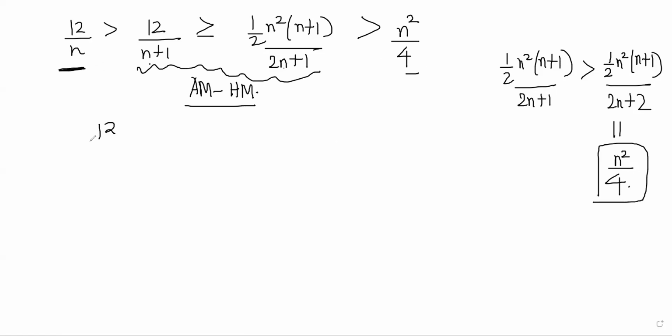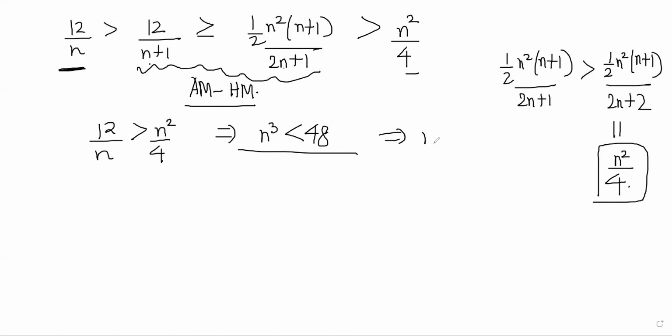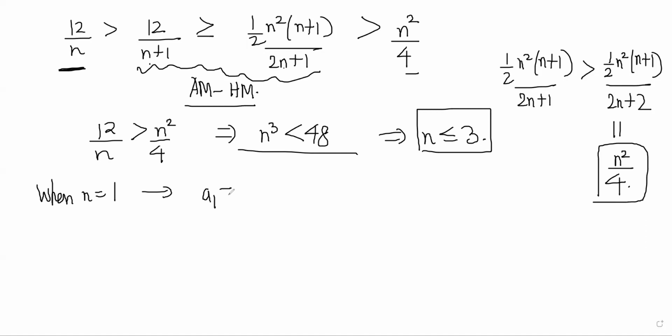So we get 12/n is greater than n²/4, which means n³ is less than 48, right? Which implies n is less than or equal to 3, right? Now we can say when n is equal to 1, we have a1 equal to 6, 1/a1 equal to 3, and that is a contradiction. Using the statements of the problem, we can establish a contradiction when n is 1.